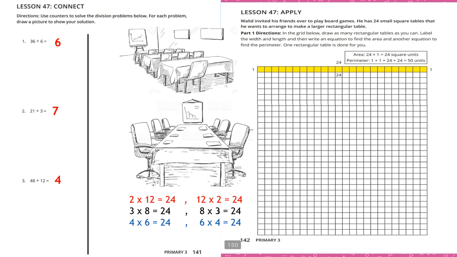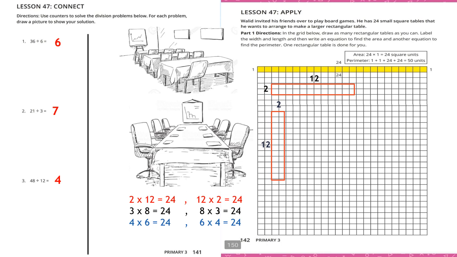Let's draw them. The first equation, 2 times 12 and 12 times 2, like this. We will put 2 as rows and 12 as columns. And here we will switch them. We will make 12 as rows and 2 as columns. Okay? All of them, the area will be 24. 2 times 12 and 12 times 2 equals 24.